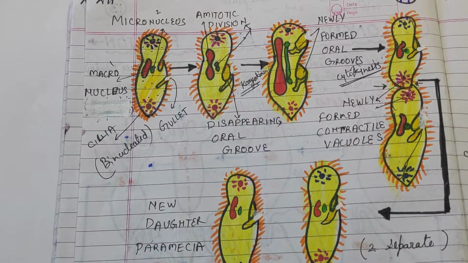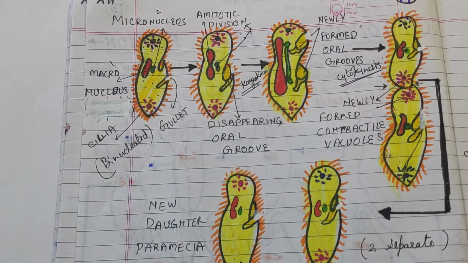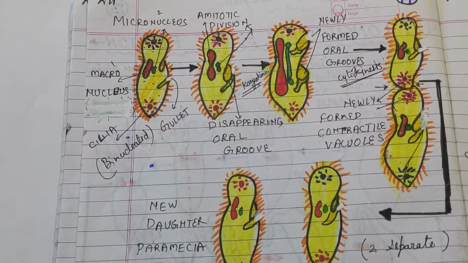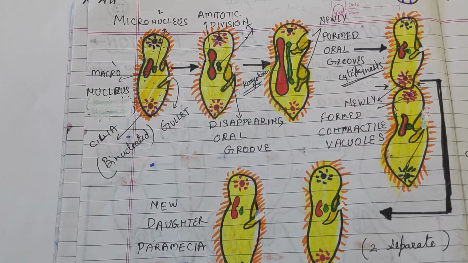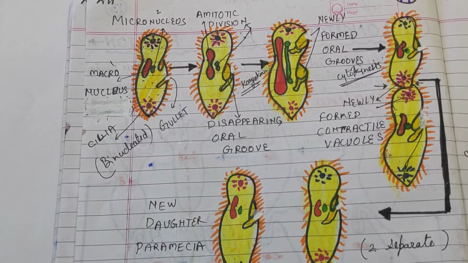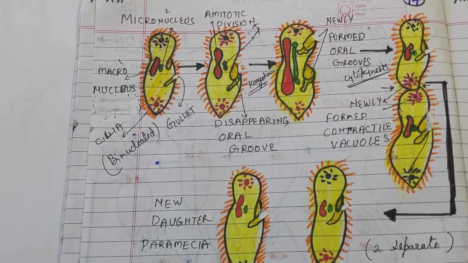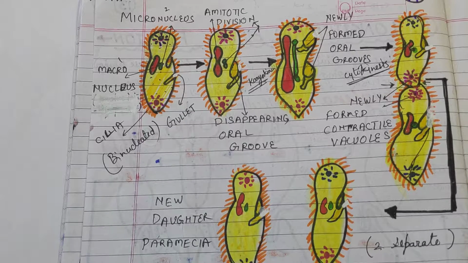In my previous lecture, I taught you binary fission. Binary fission means simple fission. It is a simple type of asexual reproduction. I taught you longitudinal binary fission and irregular binary fission in my previous video. Now today I will teach you transverse binary fission.